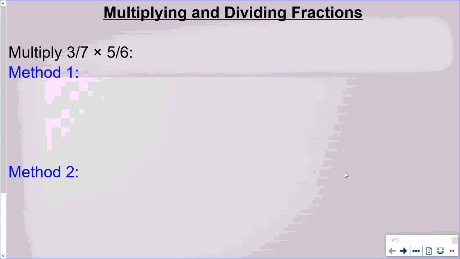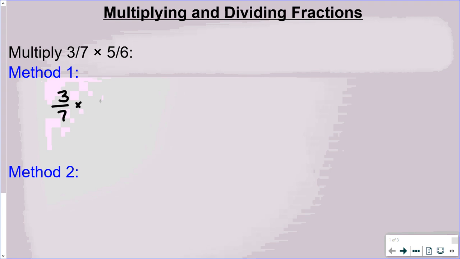Alright, so in this lesson I'm going to go over how to multiply and divide fractions. So this first example says multiply 3/7 times 5/6. And I'm going to show you two methods for doing this. Alright, so here's the first method.